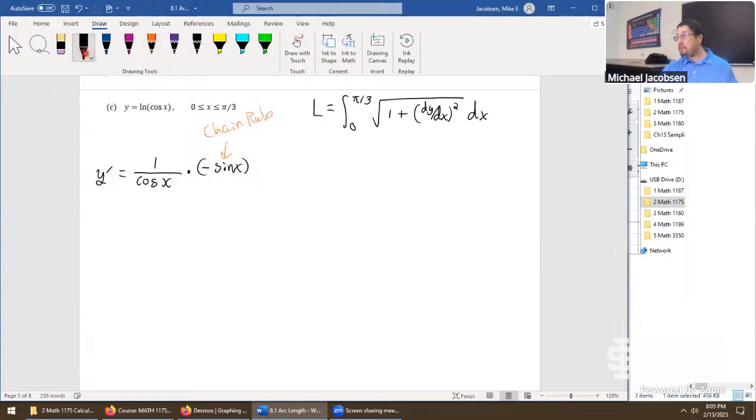It's always good to be on the lookout for that because we're doing so much integration. Sometimes it's easy to get a little bit foggy on the differentiation. So negative sine over cosine is what we get.